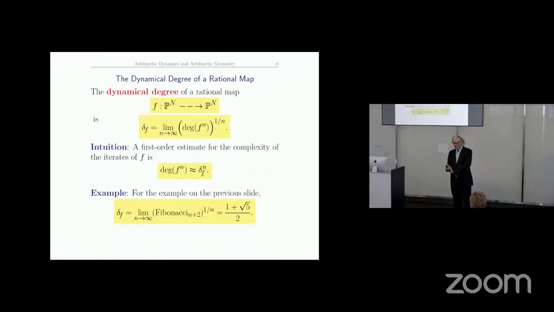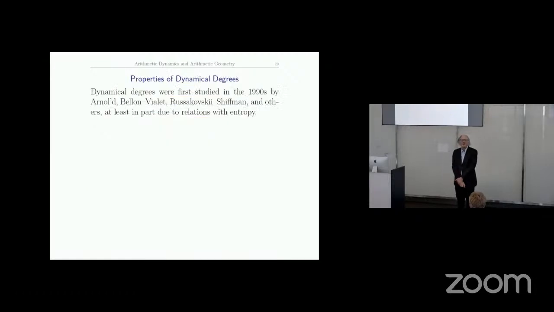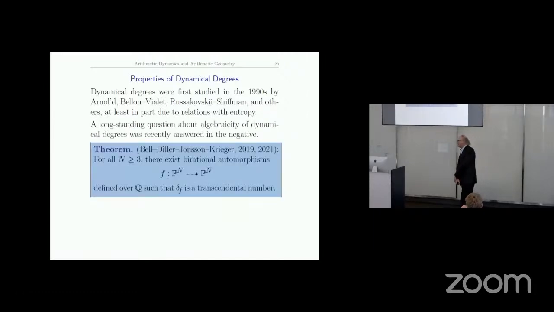And there was a long-standing conjecture, though, that they're always roots of polynomials. They were first studied in the 1990s by a number of people, dynamicists mostly, partly because there's a relation between this and the entropy of the map. And in fact, the dynamical degree is often called the algebraic entropy, or I guess it's the log of the algebraic entropy. And as I just said, there was this long-standing conjecture about what these dynamical degrees look like, and in fact, it's wrong.